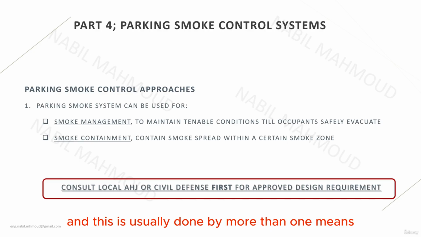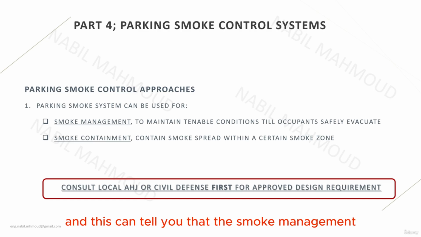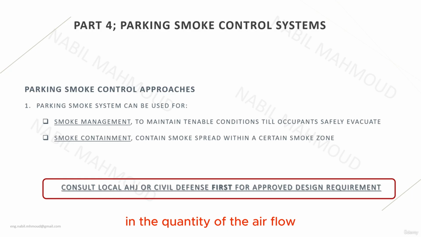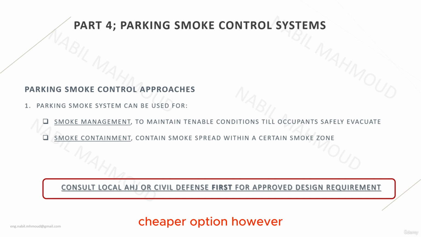And this is usually done by more than one means. But the main driving factor is the proper distribution of extraction points and the sufficient extraction and makeup airflow of the smoke containment system. This tells you that the smoke management extraction flow rate is usually much lower in airflow quantity than that of smoke containment, which means smoke containment is a much more expensive option, but a safer one, while the smoke management system is a much cheaper option. However, it is not the safest option available.